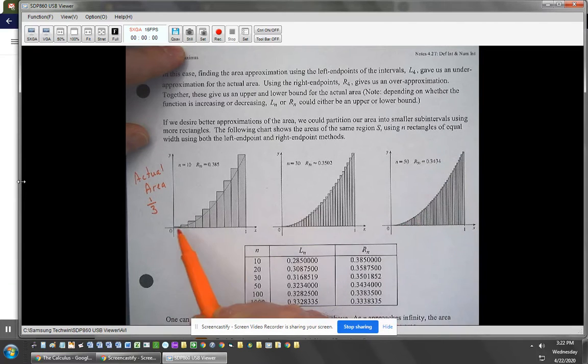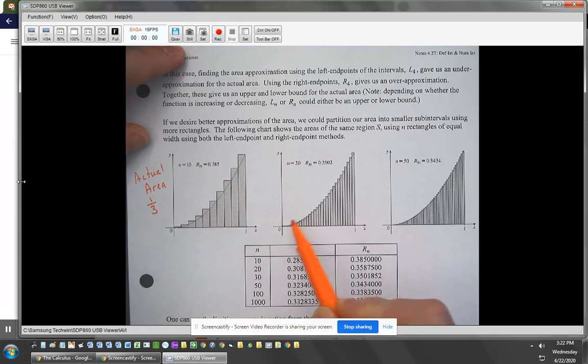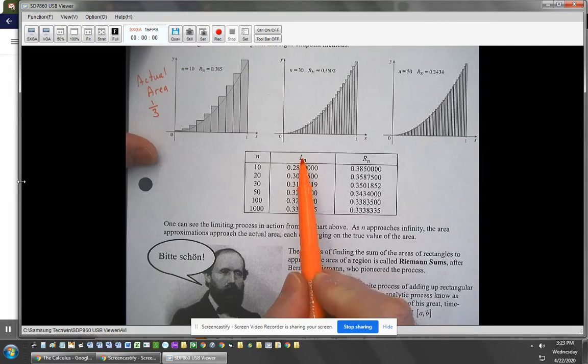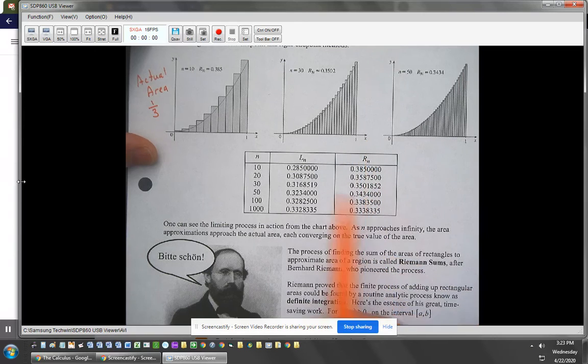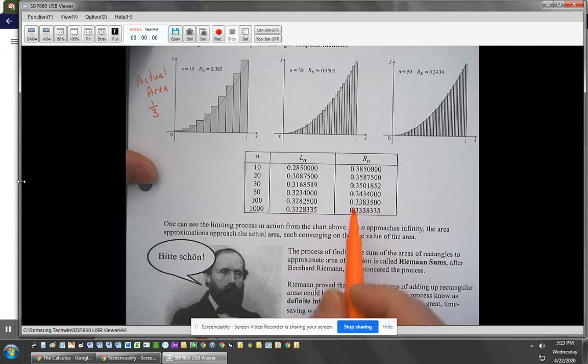And you can see, look at all the error here, right? This is an overestimate big time. And then the overestimate gets a little bit less. The overestimate gets a little bit less. And then Corby decided to make a little chart here of a left endpoint estimate and then a right endpoint estimate with breaking the interval into a certain number of subintervals. So as you get closer and closer, the more intervals that we look at, the closer our value gets to the actual value of 0.3 repeating, which was the area of the curve there.